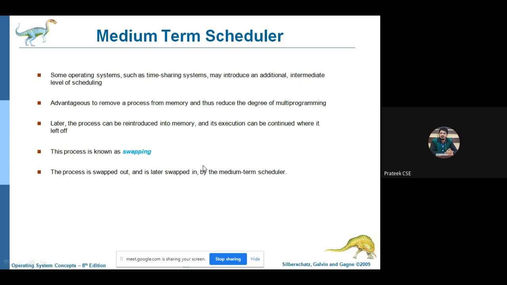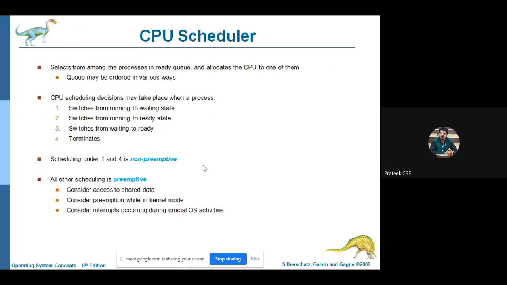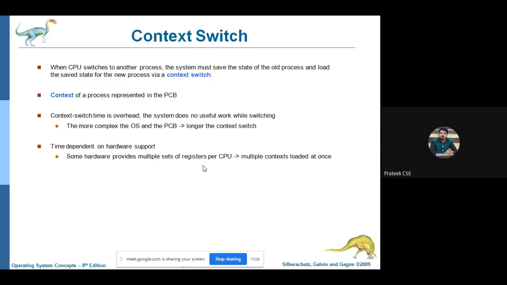The basic purpose is to remove any process from the memory, from the RAM, reducing the degree of multi-programming, and later on whenever that process is needed again, it will be introduced back to the ready queue. So this is the concept of this medium term scheduler.